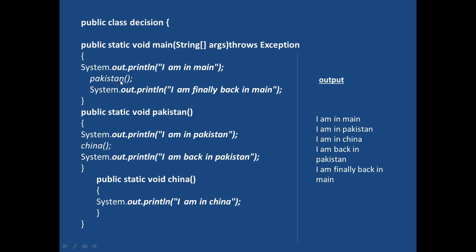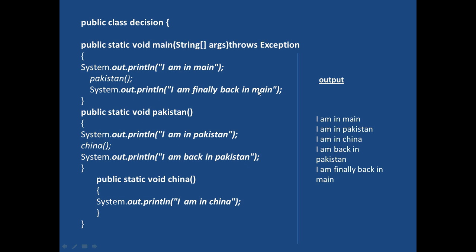First Pakistan method would be called, control would be transferred to the Pakistan, and in Pakistan I am in Pakistan would be displayed, then China method would be called, control would be transferred to the China method where I am in China would be displayed, and after completion of this method China, control would come back to the Pakistan and not to the main, where the next statement I am back in Pakistan would be executed, and when this method Pakistan gets complete, control would be transferred to the main method where system.out.println I am finally back in main would be displayed.